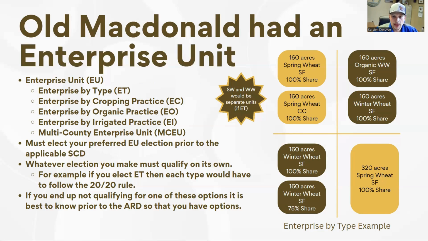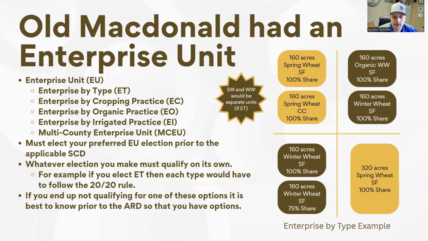So again, you have to elect that by the sales closing date. So that's an important thing to talk about with your crop insurance agent, to give them a good understanding of what your potential plans will be. That way you can have the coverage and the unit structure that works best for you that year. And it might change on a year by year basis. So it's always good to talk about with your crop insurance agent what your plans are that year.